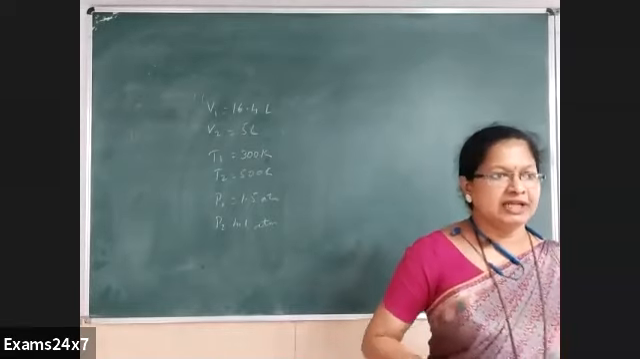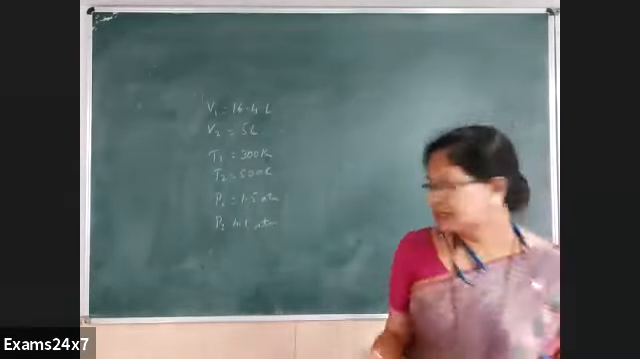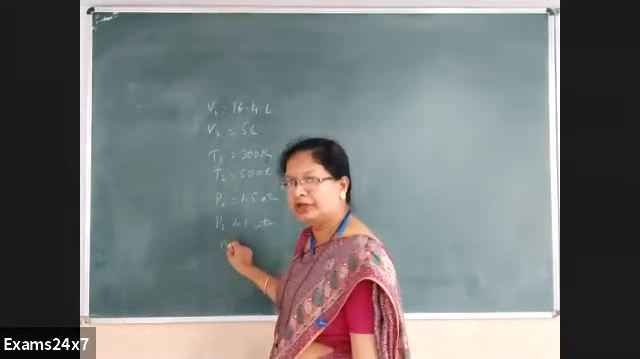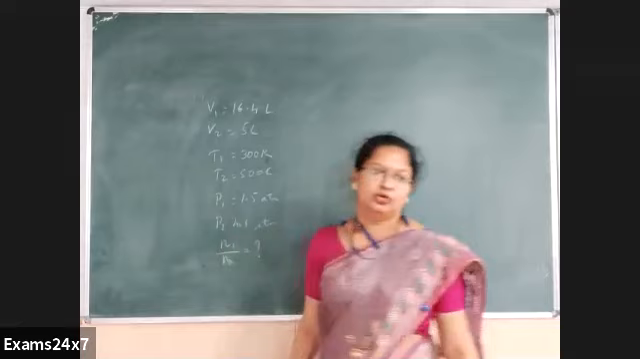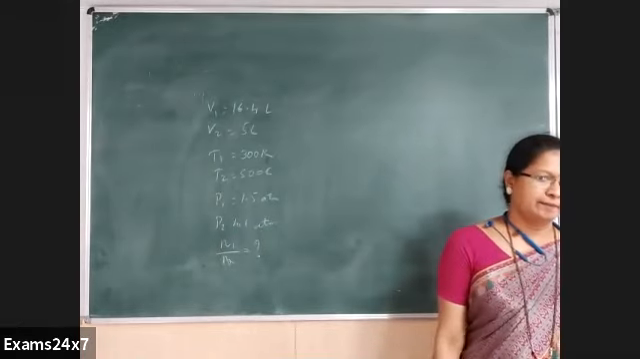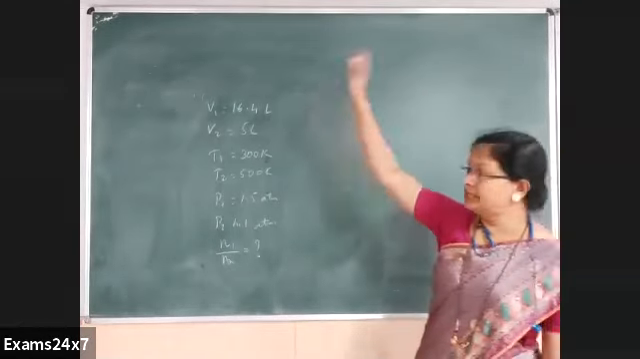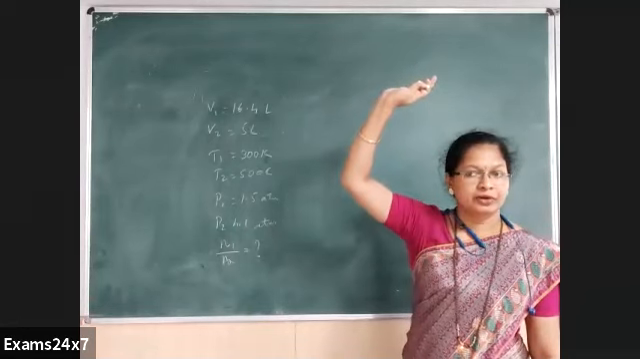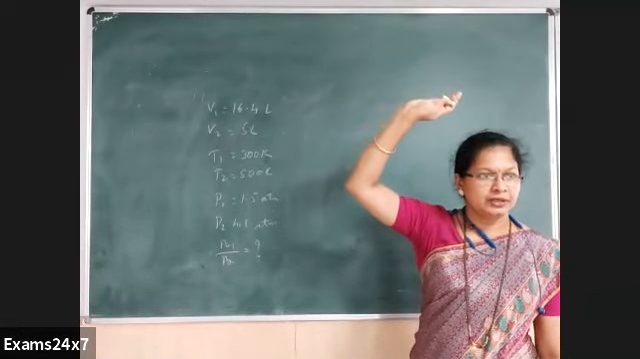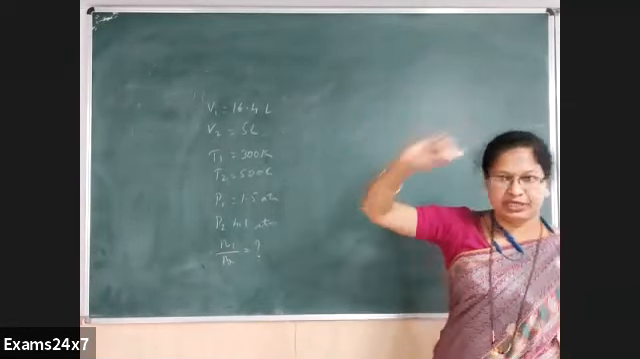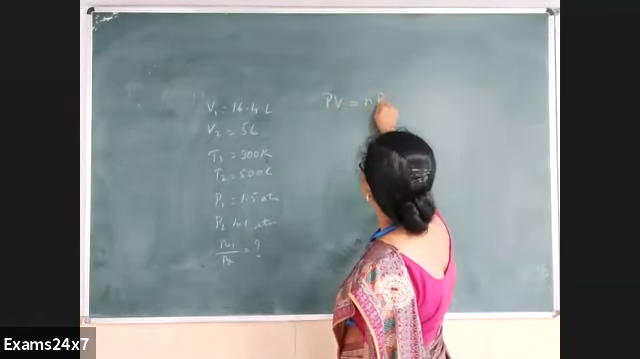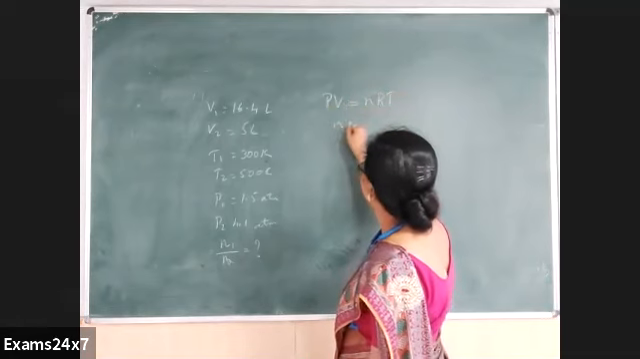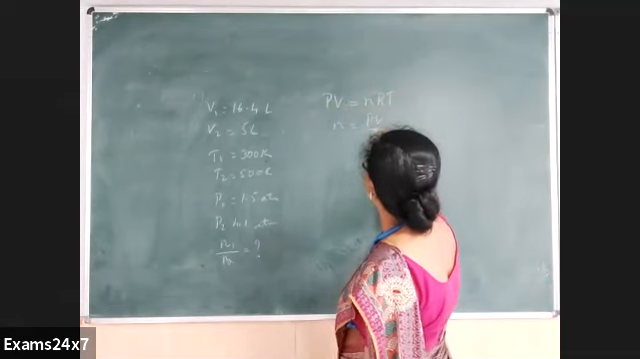Equal number of moles will have the same number of molecules, right? Hence, instead of finding the number of molecule ratio, we can find N1 by N2, the number of mole ratio. That will give your answer the same. Which equation has all these data, all these factors? PV equal to nRT, the ideal gas equation, right? PV equal to nRT. So what should be n? n equal to PV by RT.